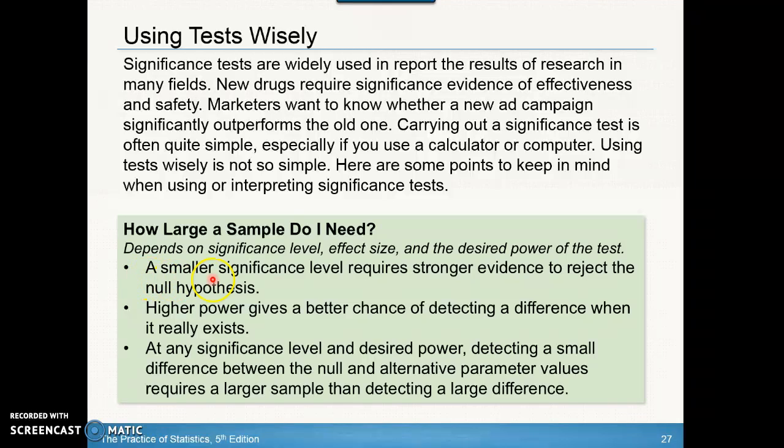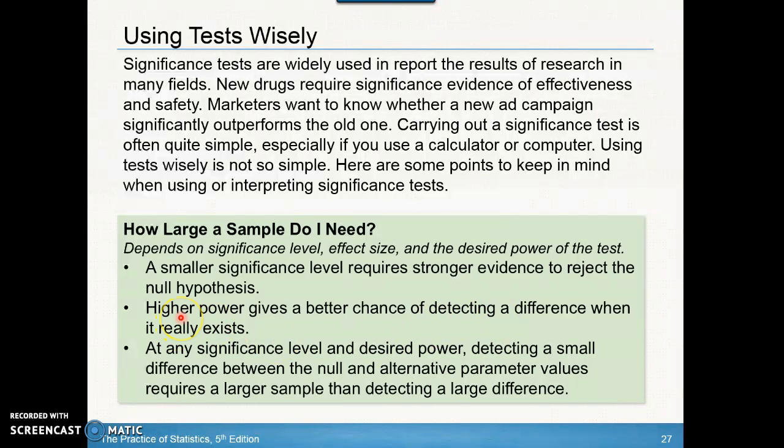Remember that if you have a smaller significance level, that requires stronger evidence to reject the null. If it's 1% versus 5%, you're only rejecting it 1% of the time, and that requires us to have stronger evidence that it needs to be further away from the null value. A higher power gives a better chance of detecting a difference when it really exists.